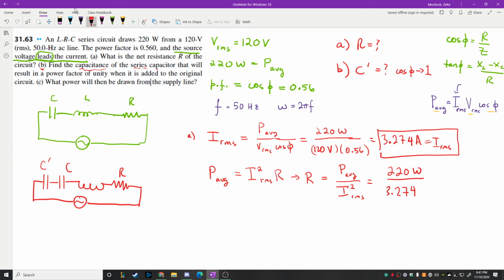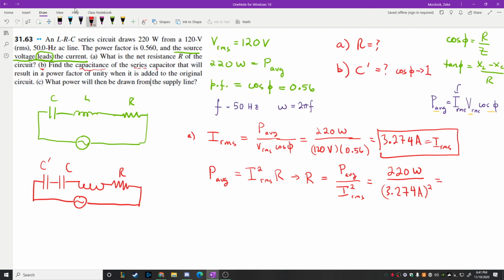No, that's not that equation that you wrote down, Mr. Meowers. That's the voltage across the resistor. It's not the same thing as the VRMS of the circuit. Yeah, exactly. You would need to know the voltage across the resistor, and that's not given. All right, so 220 watts divided by that squared.